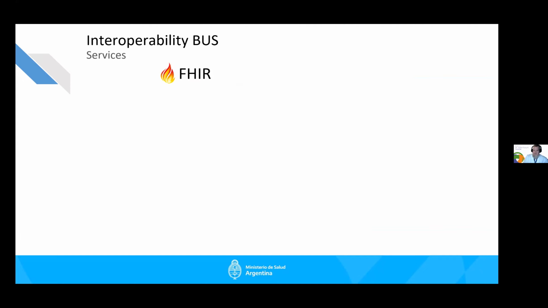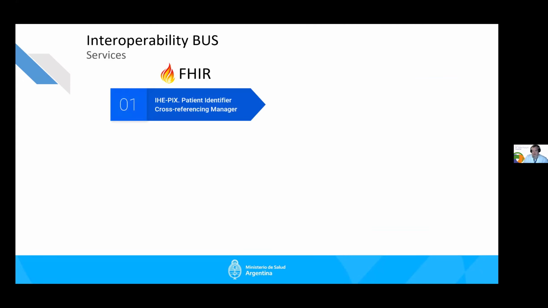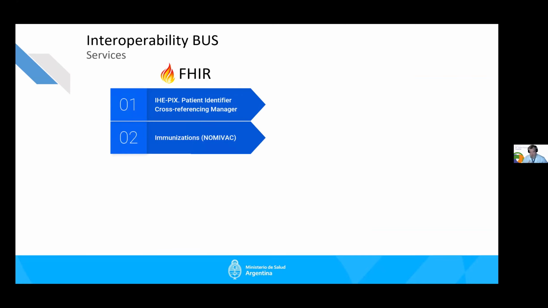The interoperability bus has two kinds of services. One group is the FHIR services. These services are the IHE PIX, Patient Identifier Cross-Reference Manager. We are using this IHE profile in production, trying to share the location of each patient inside the country.